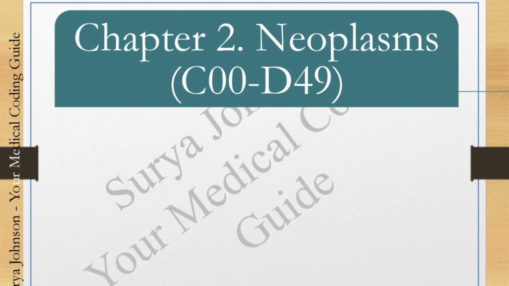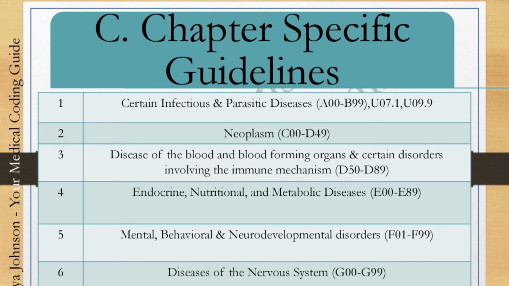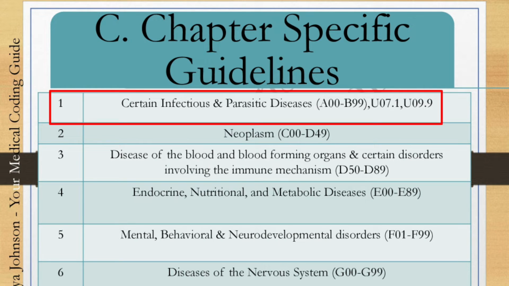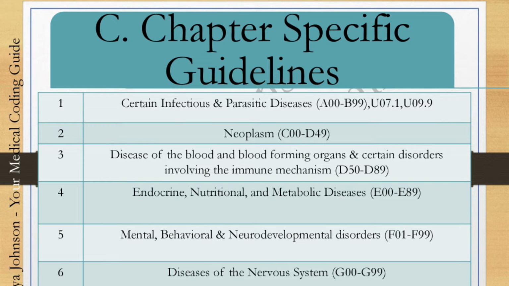Hi, in today's video, we're going to see the next chapter in ICD-10-CM chapter specific coding guidelines. In the last video, we covered the first chapter, which is certain infectious and parasitic diseases. The series starts from A00 to B99, and also includes U07.1 and U09.9. We covered the first chapter in two different videos because it's a big chapter. If you have not seen that yet, I'll put the links in the description below, so you can first watch those and then come to this chapter specific guideline, number 2, Neoplasm.